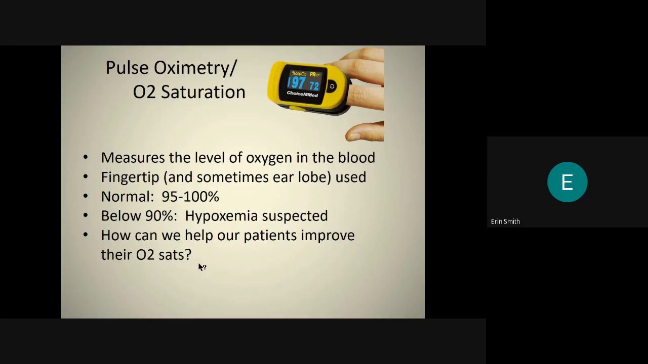The normal range for pulse oximetry or oxygen saturation is 95 to 100%. If you have a patient that's below 95 down to 90, it's not necessarily a red flag. It doesn't necessarily mean you have to stop therapy. It just means that they're not at that normal range, and we're always trying to get our patients to that 95 to 100. So anytime I have a patient that's falling in that 92 to 90 range, I will typically instruct them in pursed lip breathing.